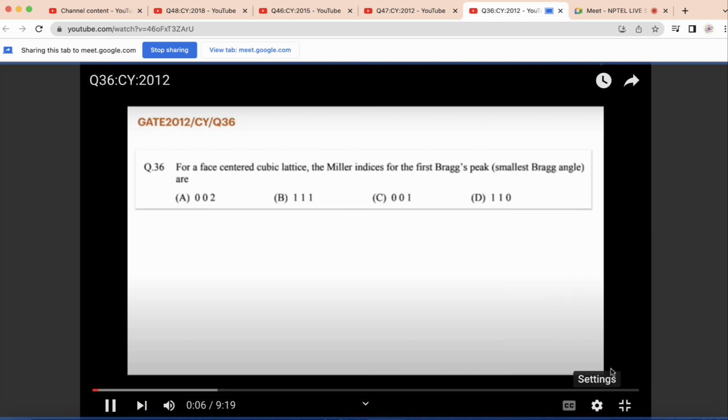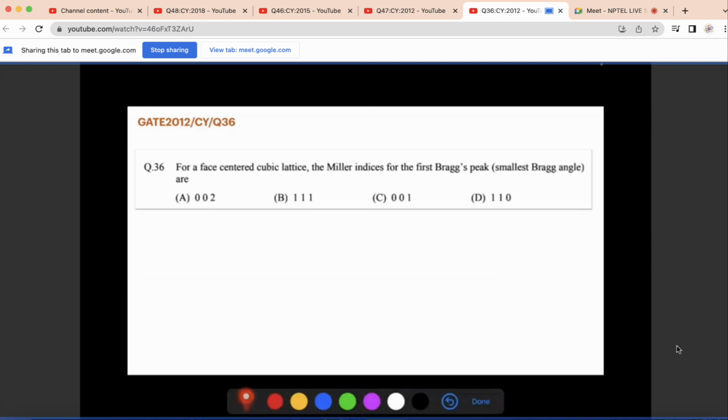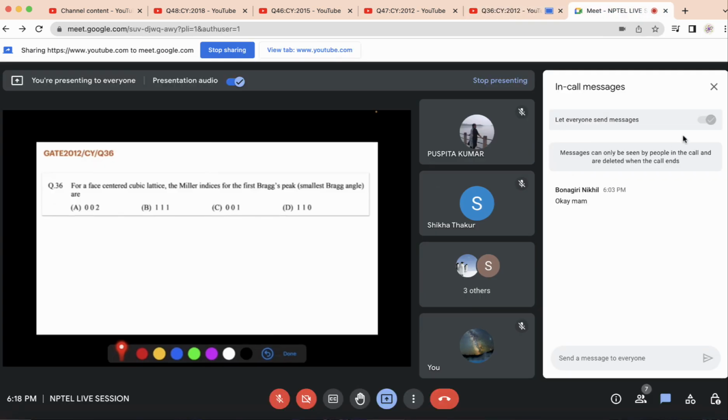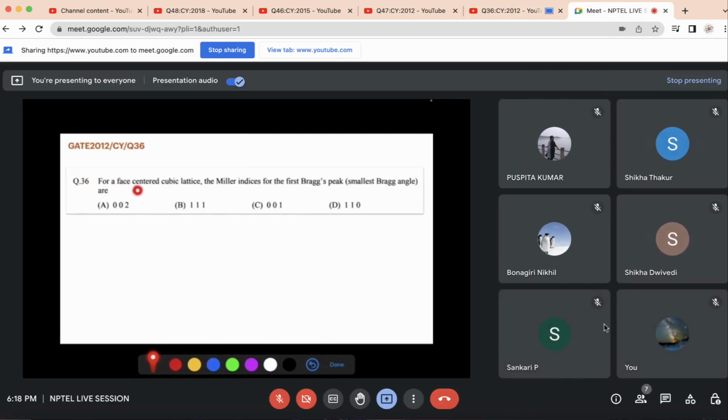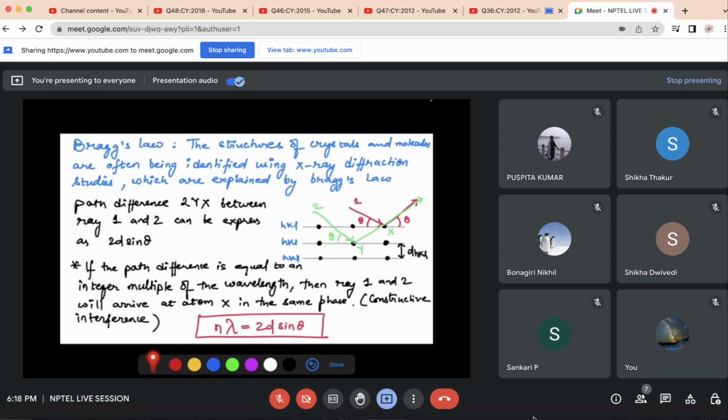Hello everyone. In this video we will be solving GATE 2012 chemistry question number 36. This question states that for a face-centered cubic lattice, the Miller indices for the first Bragg's peak, that is the smallest Bragg angle, are. So let's move into some basics, then we will try to solve the problem.